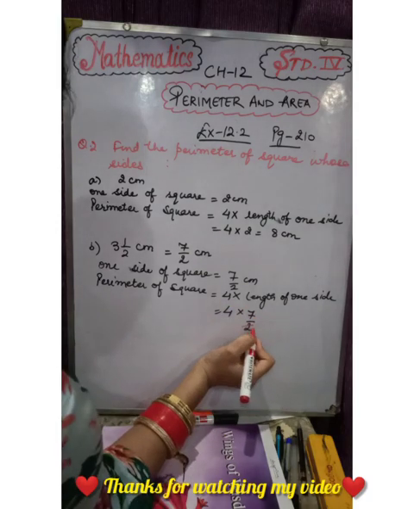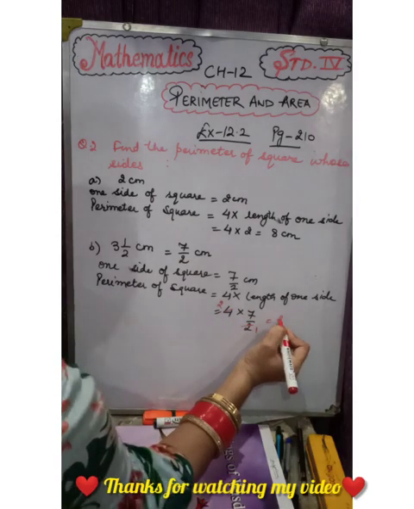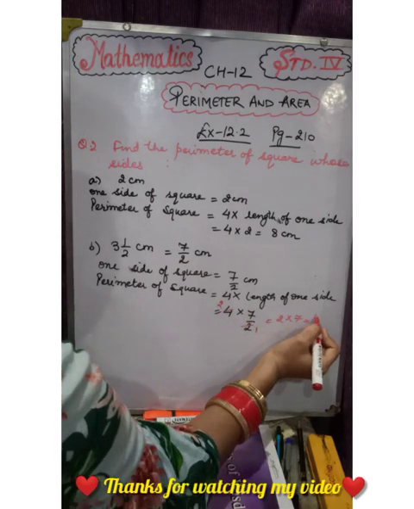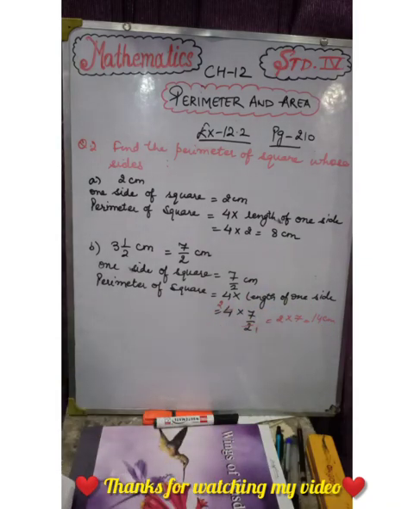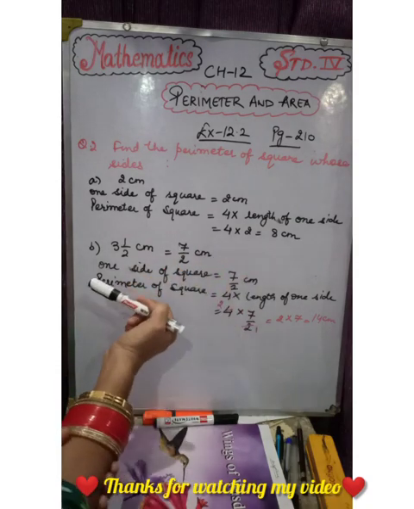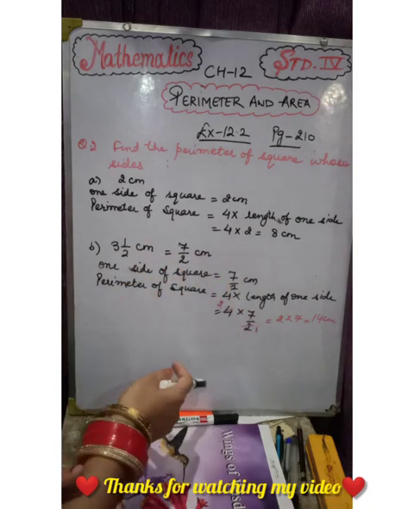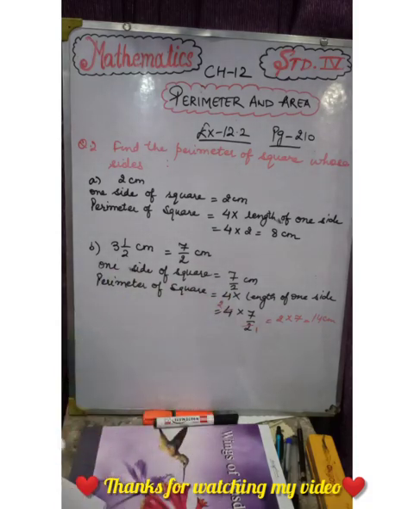We'll do is 2 1s are 2, 2 2s are 4. So 2 multiply 7. 2 multiply 7 is 14 centimeter. Understand? We can convert this 7 by 2 into decimal form also. You can convert it. You can leave it here also and solve in this way.